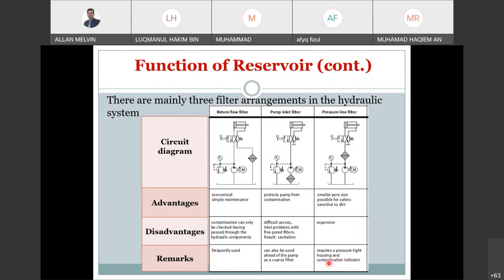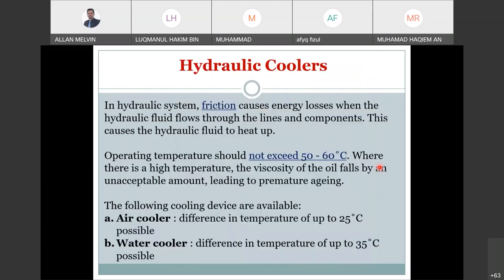It requires a pressure-tight housing. You can keep on checking for contaminant, so you need to have an indicator to tell you whether there is contaminant. So that's on the filter.